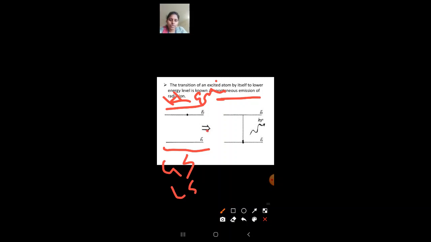And in this ground state having some energy E1, and in this excited state having some energy E2. And the particle already existed in the excited state. Already we know what excited state means. In this excited state, the particle having some energy lost energy, then automatically falls down to the ground state.